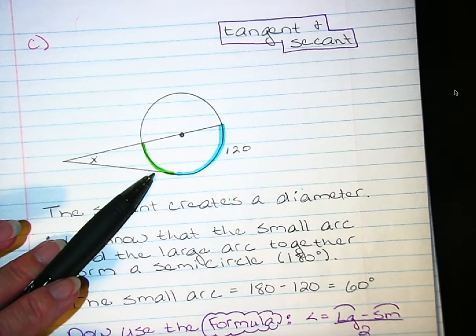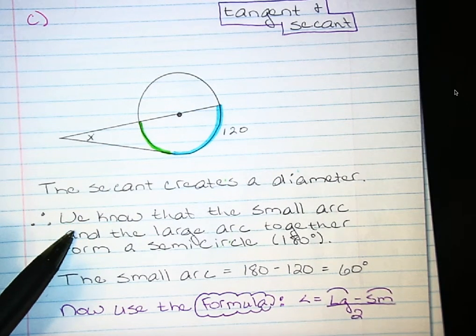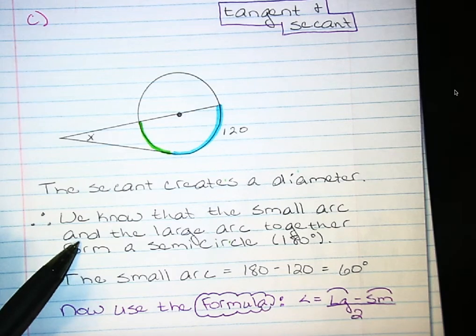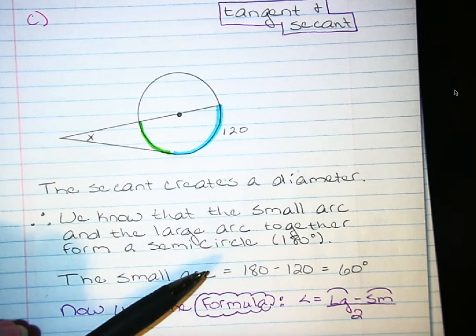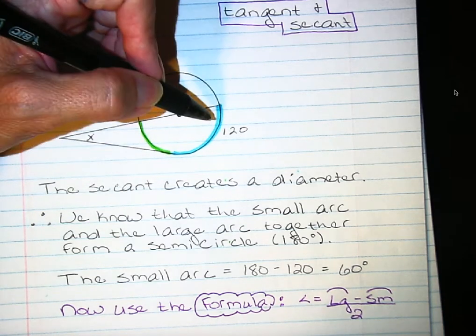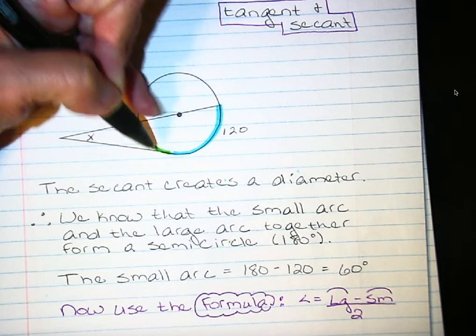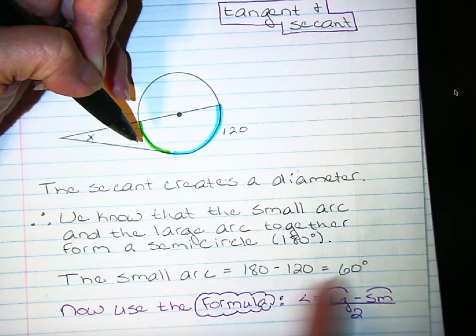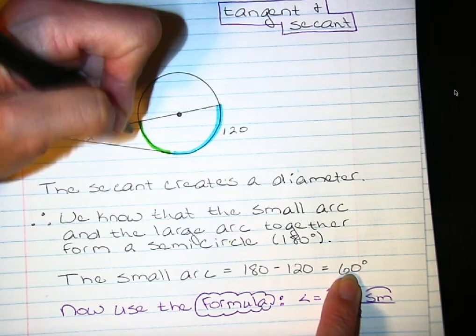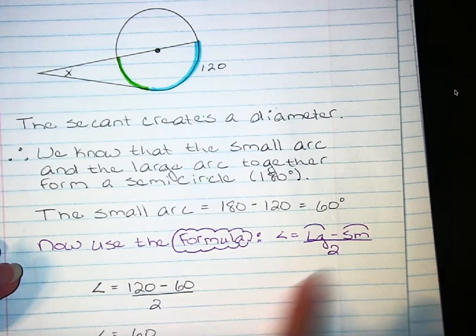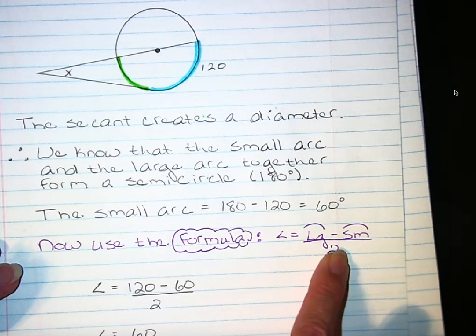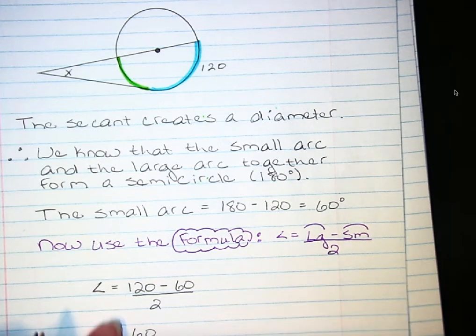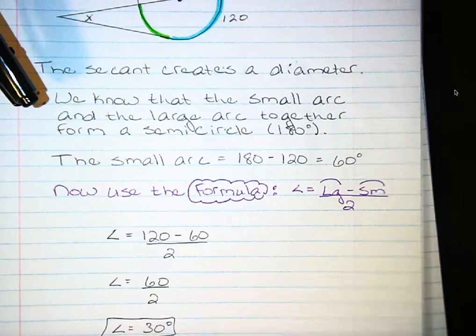So we have to figure out how we are going to represent our small arc. Well, our small arc, we know that together with the large arc form a semicircle, so that's 180 degrees. So we can take 180 degrees, subtract this 120 from it, and that gives me the small arc. So that means that the small arc has to be 60 degrees. All right, so I can use my formula. The formula hasn't changed. It's still angle equals large arc minus small arc divided by 2. So in this example, the large arc we figured out was 120. The small arc we figured out was 60. We're going to divide that by 2. 120 minus 60 is 60, and 60 divided by 2 is 30.